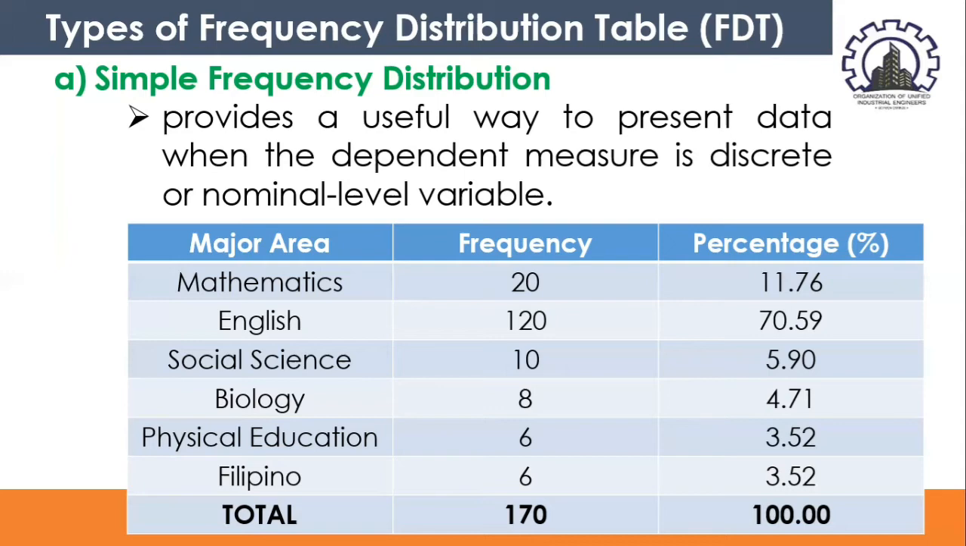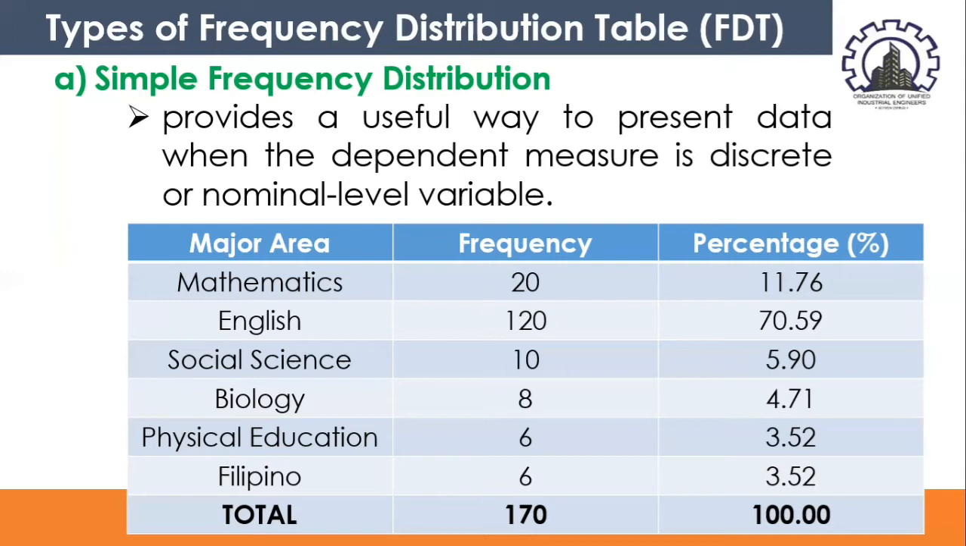For social science, you have 10. Biology, you have 8. 6 for physical education, and 6 for Filipino as well. And therefore, the overall total of the distribution of students in the College of Education by areas of specialization would be 170 students. Okay, now how did we calculate the percentage?